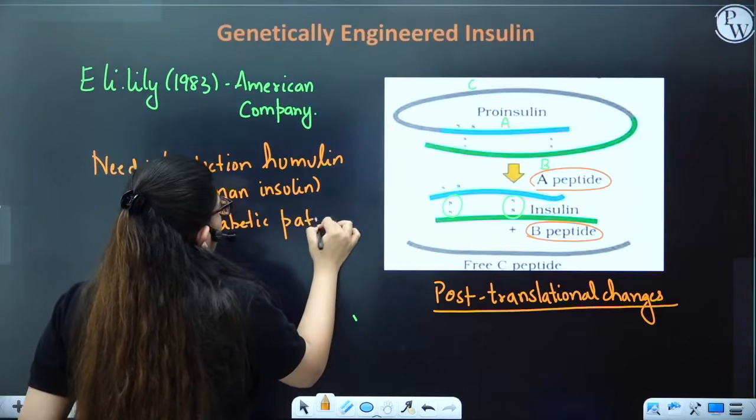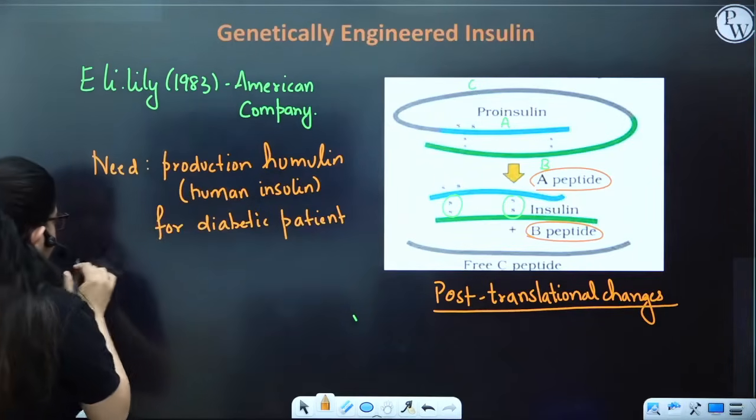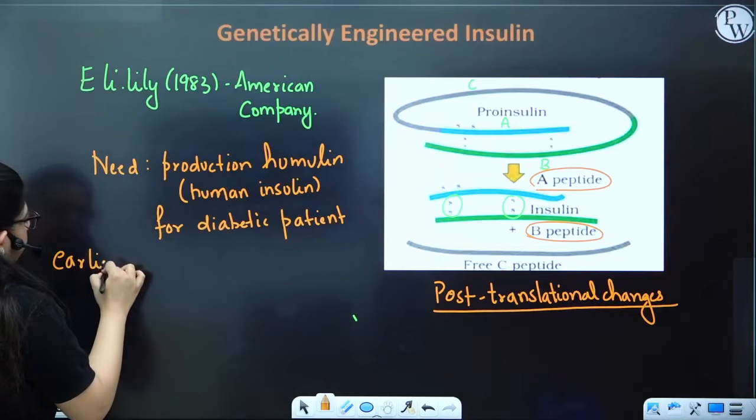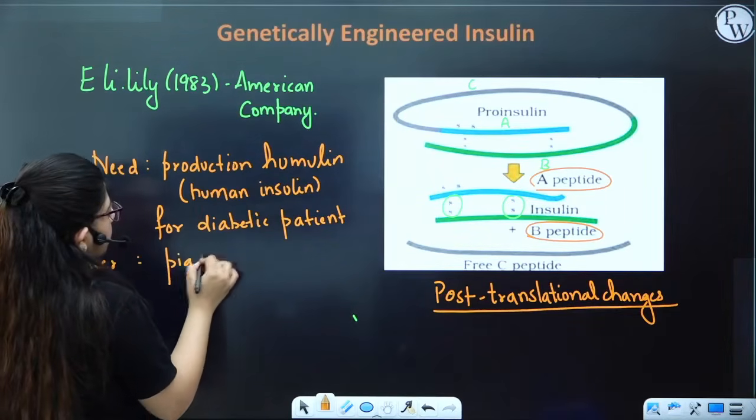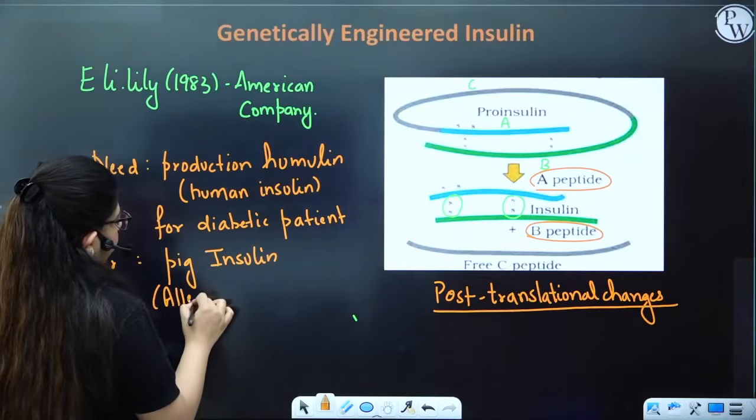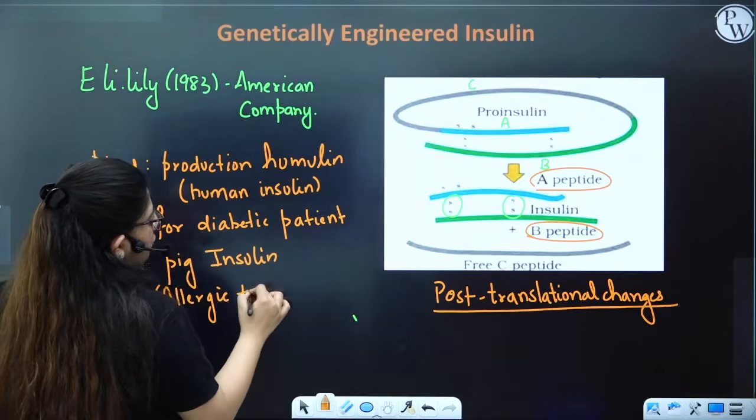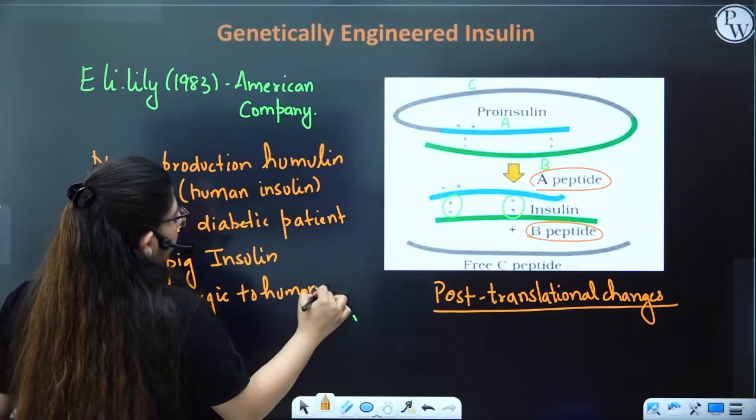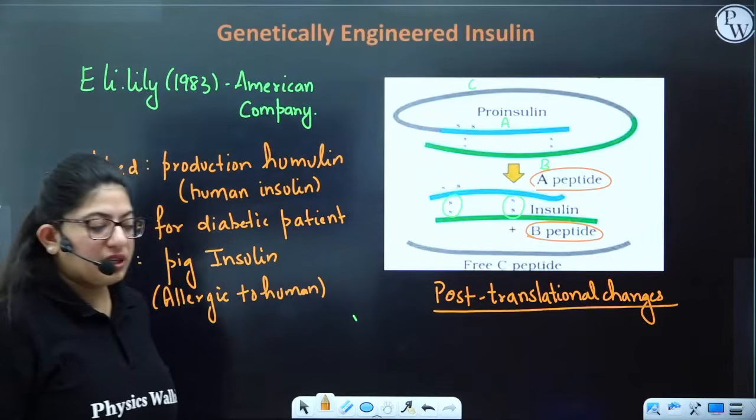Okay. What was the earlier treatment before this? Pig insulin was used. But what was its side effect? Allergies. Allergic to humans. Okay. So we want to produce it in a bacteria.